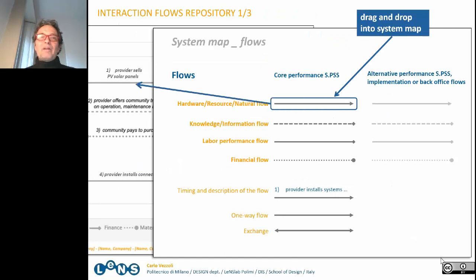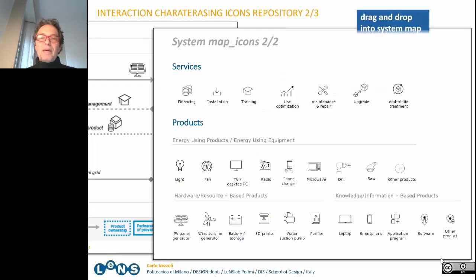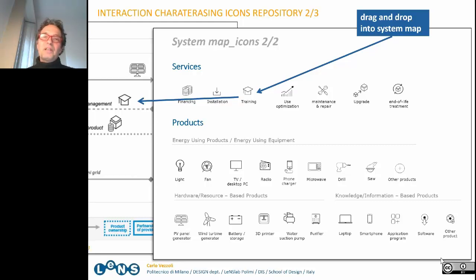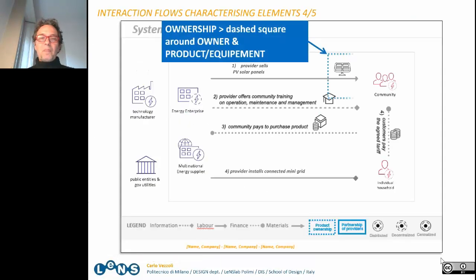As well, we have a repository of interactions, so we can drag and drop into our system map. We have a repository of services, main services and some products, and we can drag and drop. Of course, if there is no icon, we can produce our own icon, and everyone is invited, when producing an icon, to deliver it so that we can improve our repository of icons.